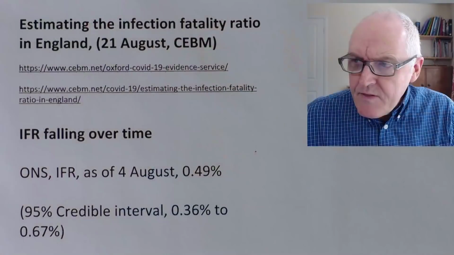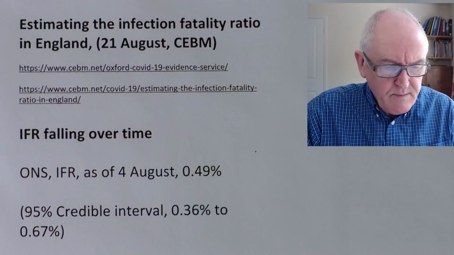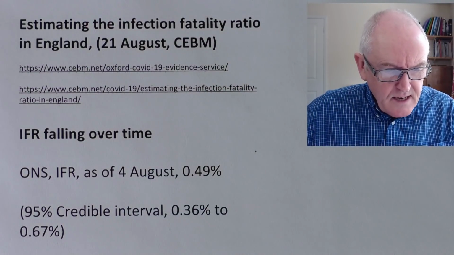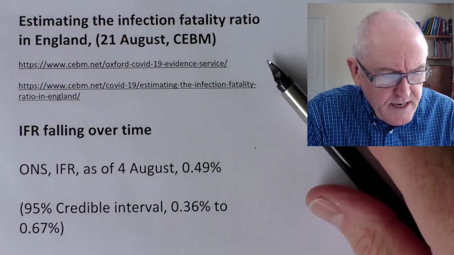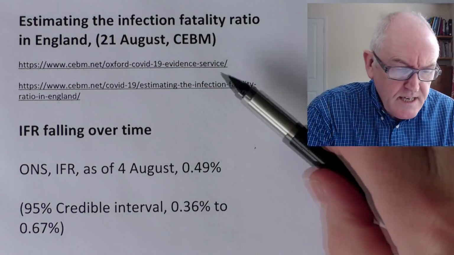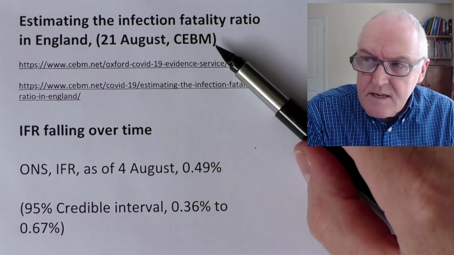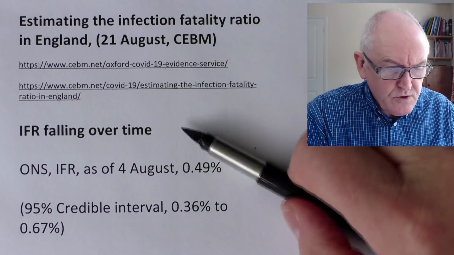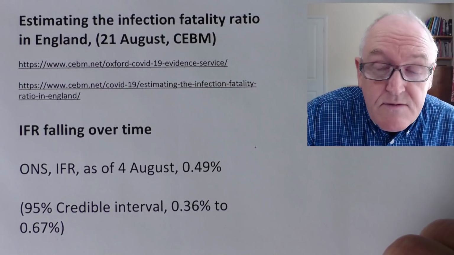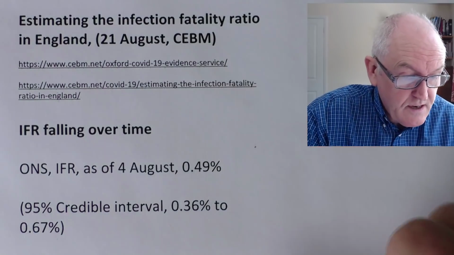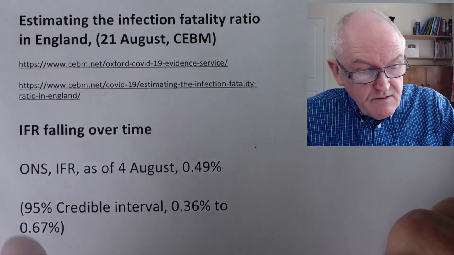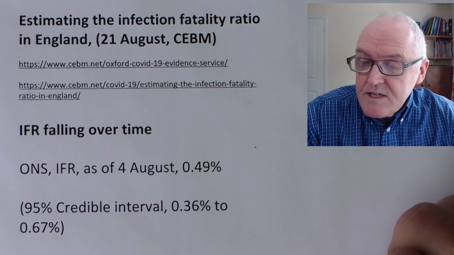But launching off with the United Kingdom, now estimating the infection fatality ratio in England. This is the Centre for Evidence-Based Medicine in Oxford, so it's a reputable source, just published there on the 21st of August, so do check it for yourself. And it's saying infection fatality rate is falling over time.